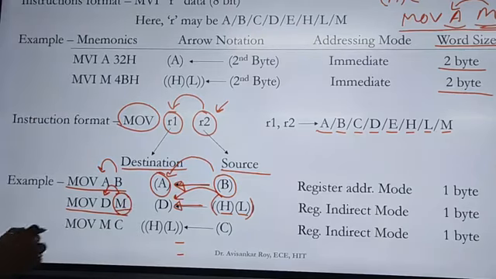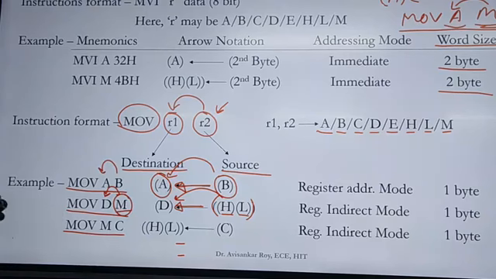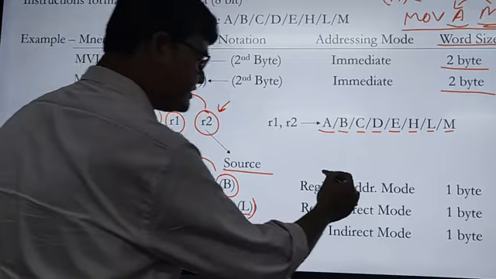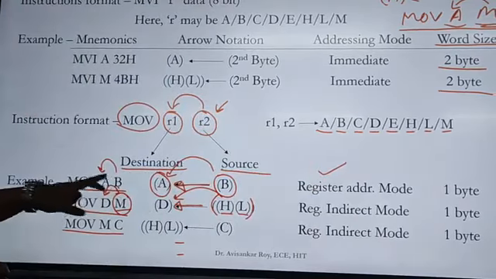And the last is MOV M, C. Here C will be transferred to M. What is the addressing mode? MOV A, B is the register addressing mode, because we find the data in registers like B.